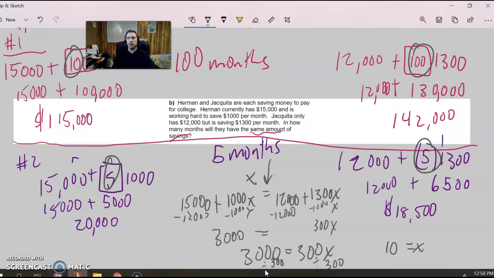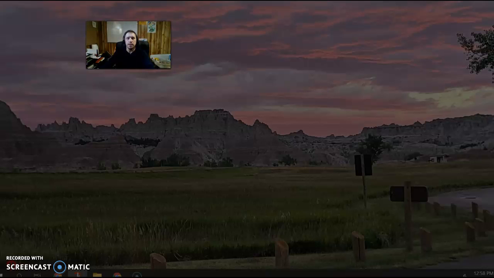10 what? In how many months will they have the same? So it's 10 months. My correct answer is 10 months. They will have the same amount of savings. So that's guess, check, and actually what we did was guess, check, and then we generalized. All right, we're going to try the last problem on slide 27. So go ahead and move to slide 27.